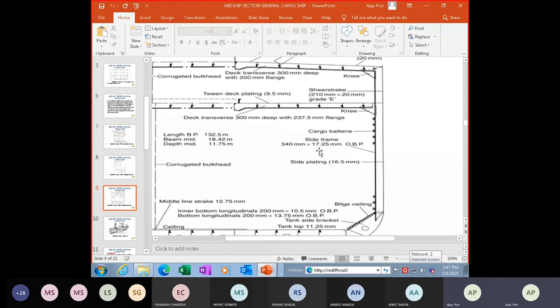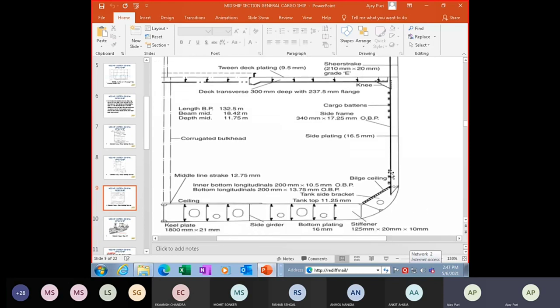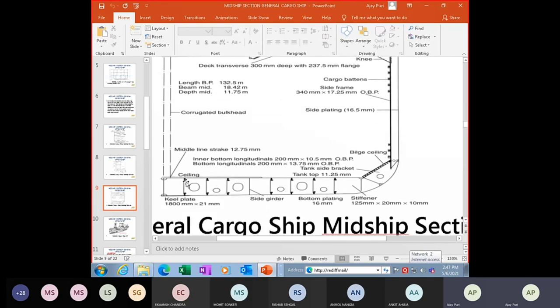So your side frame is 340 to 17.25 mm. Side plating or side shell is 16.5 mm thick. Then we have the cargo battens here also. And here the frame is connected to your bracket, tank side bracket. You have your lightening hole here. And then is your DB. In your double bottom, you have longitudinals, inner bottom longitudinals, and bottom longitudinals. So the inner bottom longitudinal thickness is less, that is 10.5, and the bottom longitudinal is 13.75.